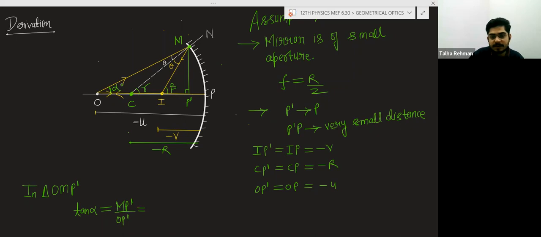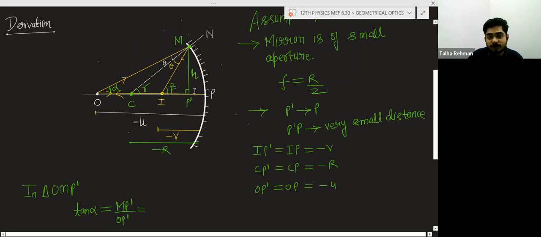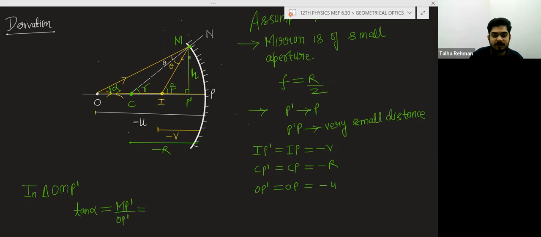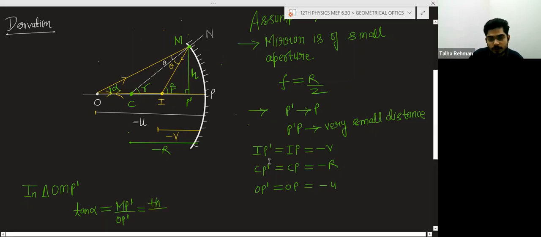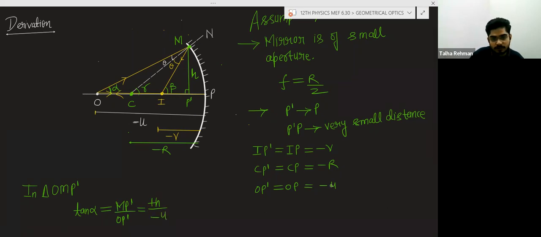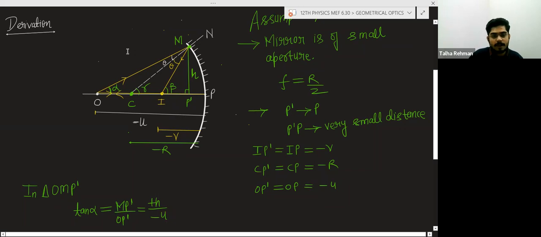What is MP dash? MP dash, you can take h. I have taken MP dash as h, and this h will be positive because this height is above the principal axis. So it will be plus h divided by, what is OP dash? OP dash is minus u. So this is in minus.